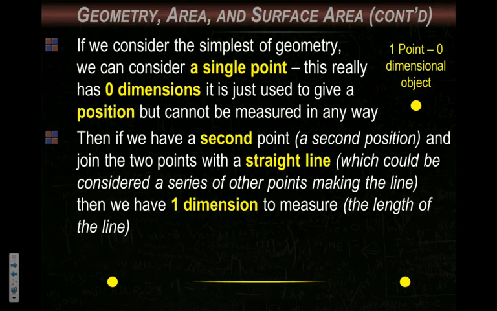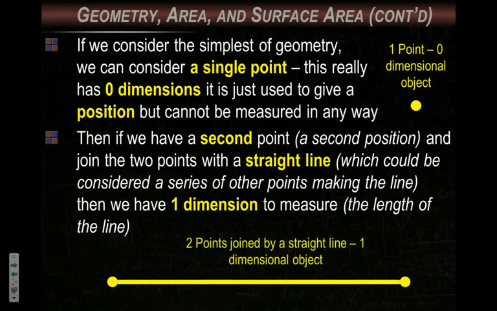But if I have a second point and I connect them, now I can measure the distance between the 2 points. So now I have one dimension. I have length, right? I now have one thing I can measure. One thing I can put a number on is length. And that's a one-dimensional object. But one-dimensional objects are also not that practical.